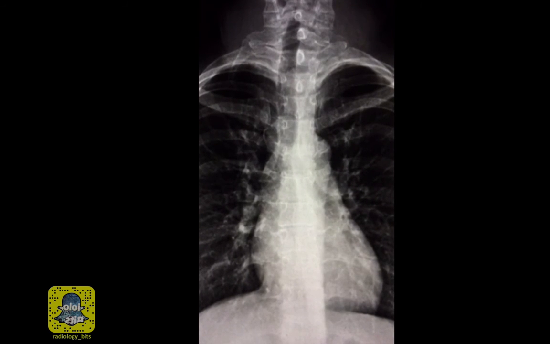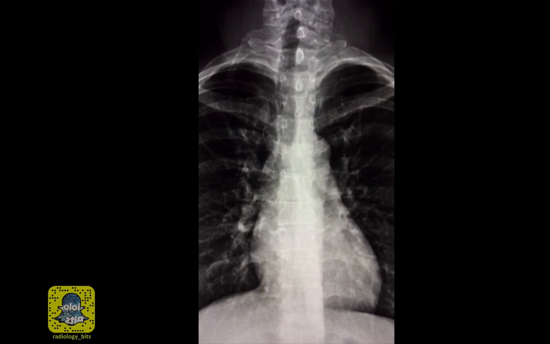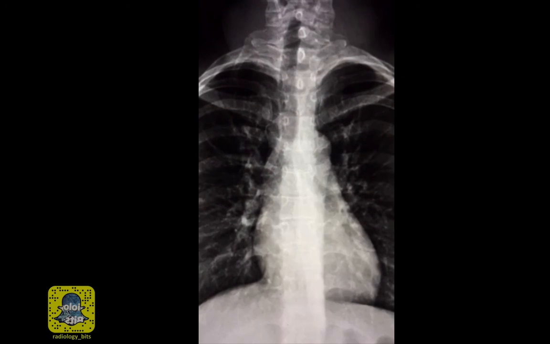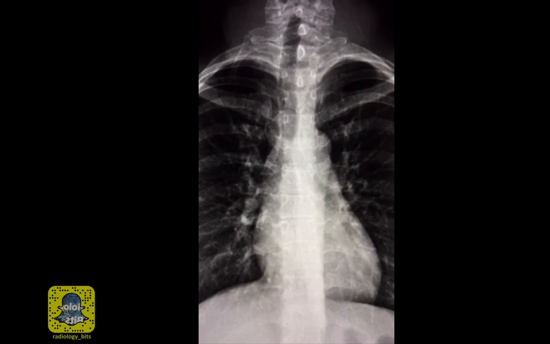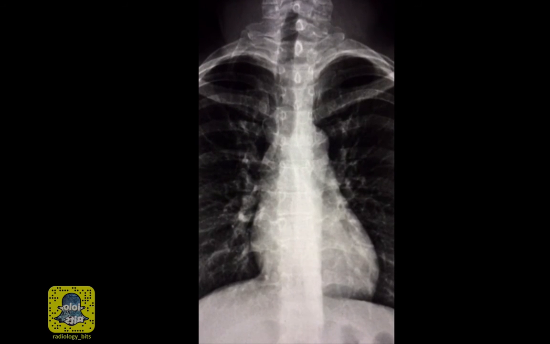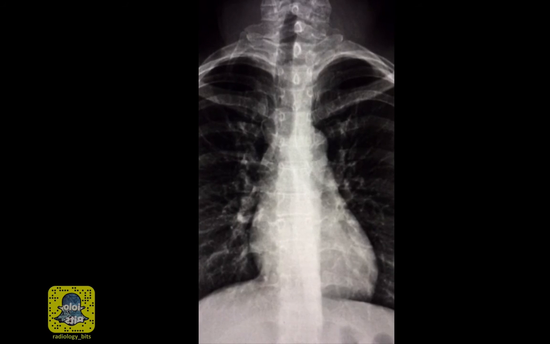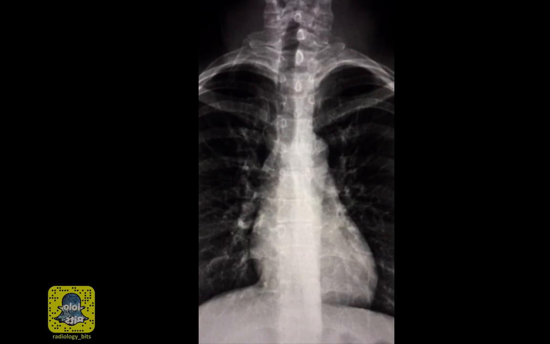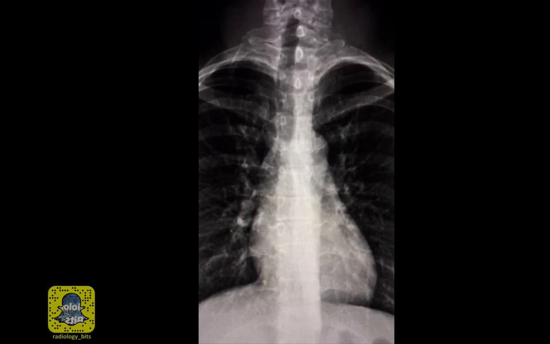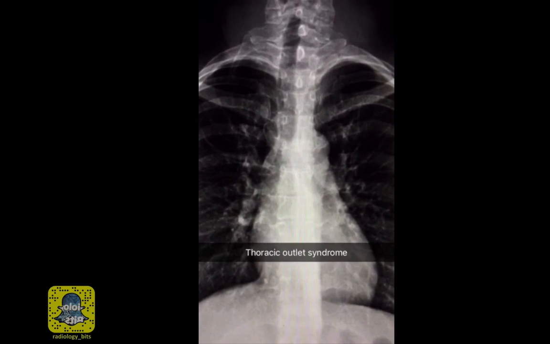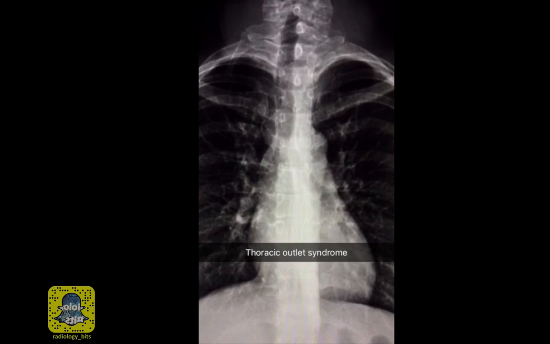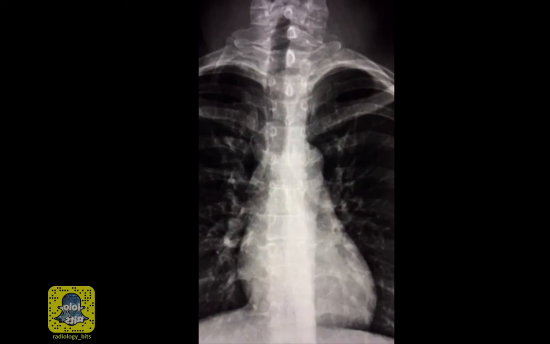Although this is very basic, it's a very common finding seen in about half to 1% of the population, and it could be unilateral or bilateral. It's mostly asymptomatic. In some cases, it may be symptomatic. A cervical rib, when symptomatic, may compress the brachial plexus, the subclavian artery, or the subclavian vein. And that's what's known clinically as thoracic outlet syndrome.